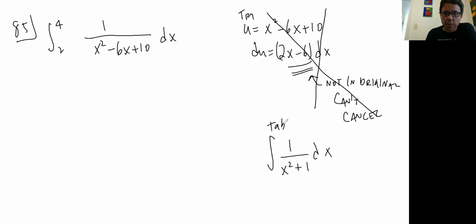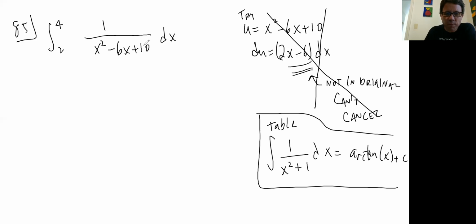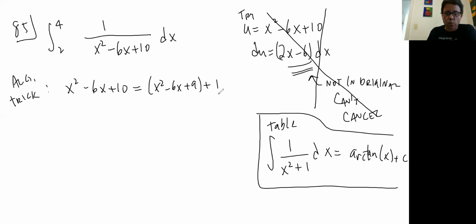So in the table, this turns out to be arctan of x plus c. So maybe, I don't know exactly how I'm supposed to get that to look like that. I can't just take away this. But maybe I can do this somehow. I hate to say that math is a bunch of tricks, but in this case, it's sort of an algebra trick. If I do this, x squared minus 6x plus 10, I can write it as x squared minus 6x plus 9 plus 1.